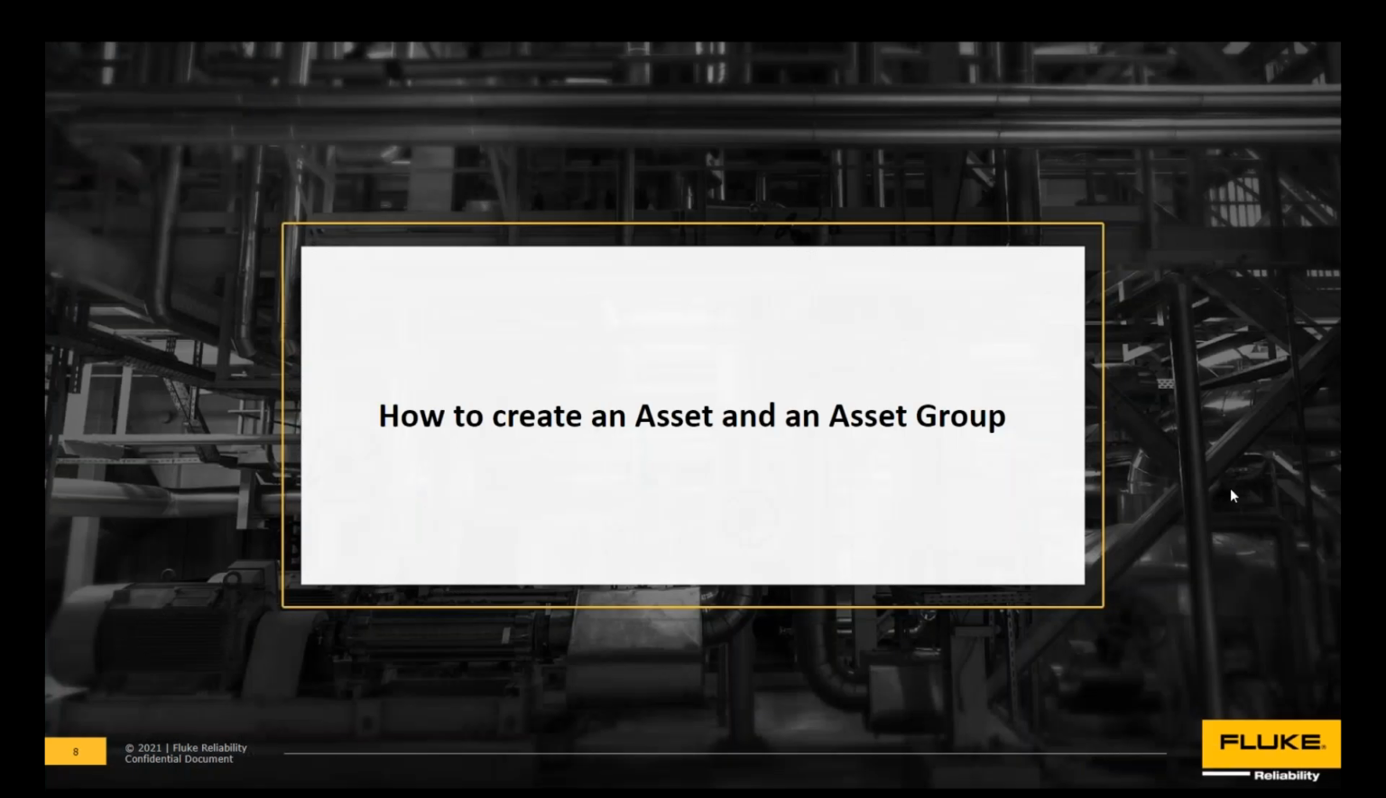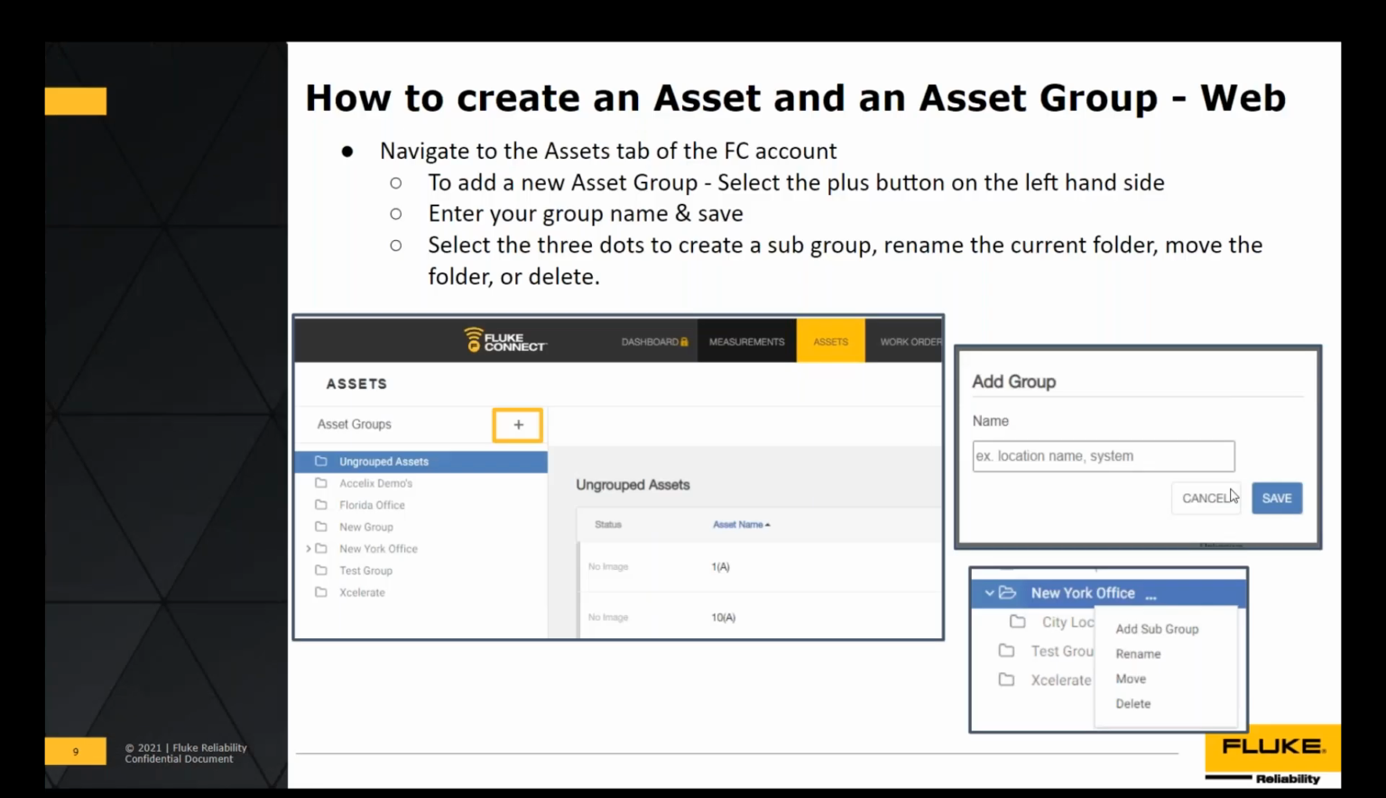So now let's get into how to create an asset and a group. Starting off with creating your asset groups, you'll go to your Assets tab inside of your Fluke Connect account. Over on the left-hand side, you'll have a panel with the list of all of your asset groups. So it will have all of the main groups listed. You'll click the plus button to add a new group. A window will open up where you can enter in the group name, and then you can click Save.